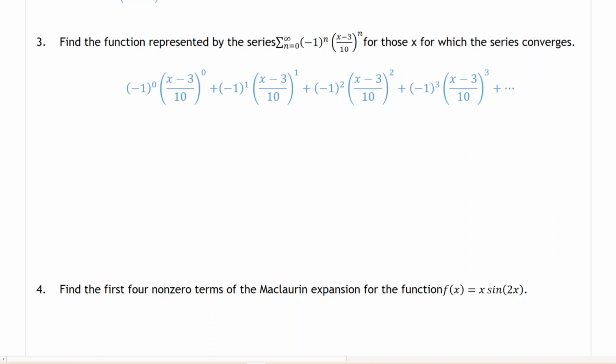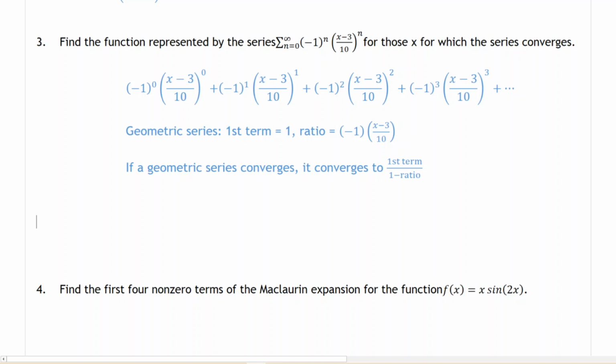Like every other series, there's a whole lot of knowledge that we can gain just by taking a look at the series expanded. So of course, looking at this expanded, we can tell that this is a geometric series. The first term is 1, and that geometric ratio is -1 multiplied by the quantity of x minus 3 to the 10. Of course, if a geometric series does converge, it's going to converge to the first term over 1 minus the ratio. We just need to substitute in those values.